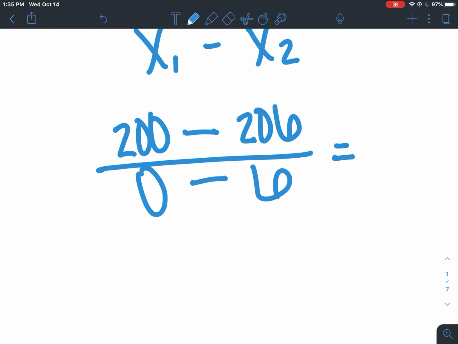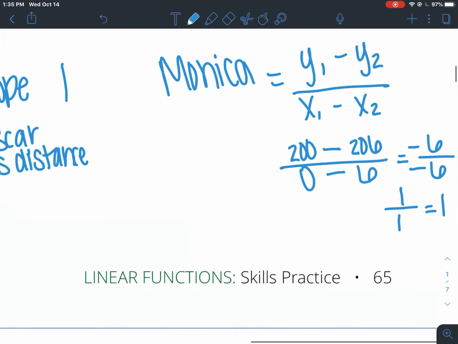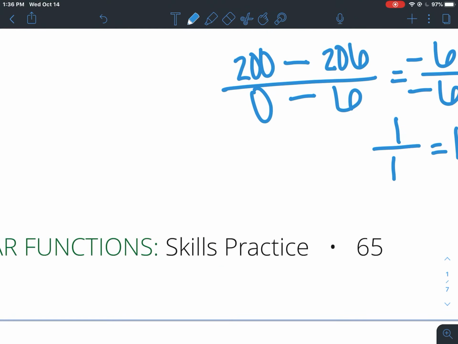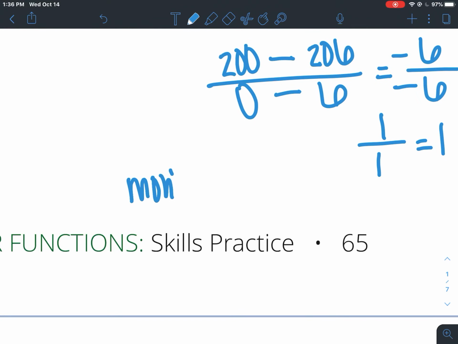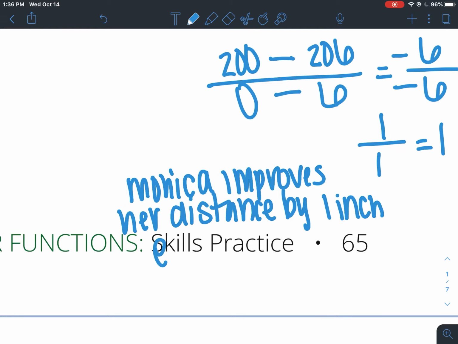200 minus 206 will give me negative 6. 0 minus 6 will give me negative 6, and that reduces to 1 over 1, which is 1. So for Monica, explaining that in context, Monica improves her distance by 1 inch each month.